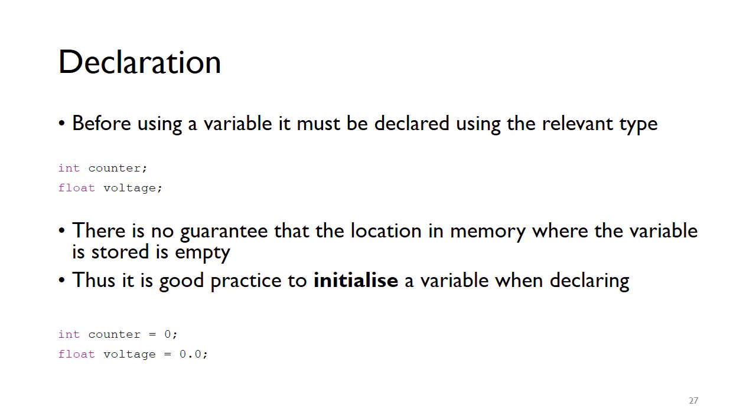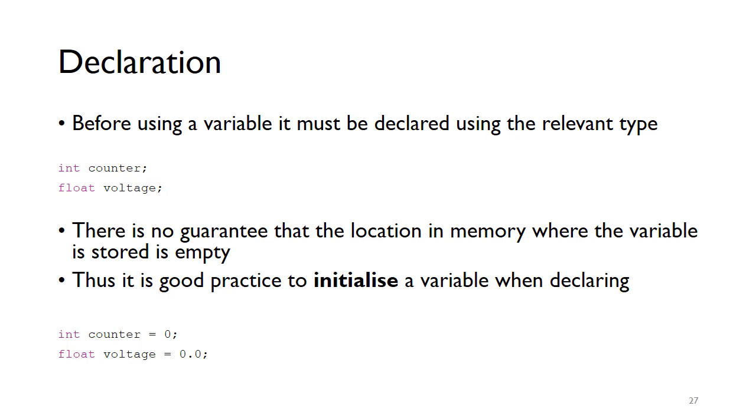And again, if you want to make a variable to store a voltage, we know that voltage is going to be a decimal number, so we're going to use float for this. You need to put the data type first, and then the name of the variable. It's very important to declare a variable before you use it, because otherwise you will get a compile error when you try and compile it.